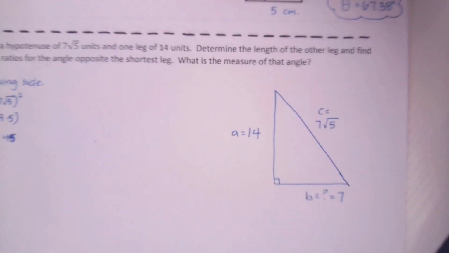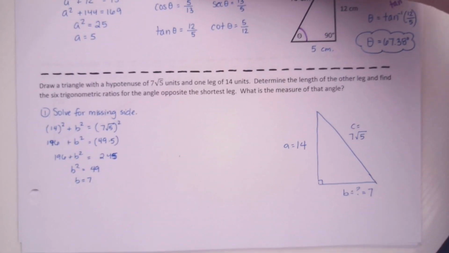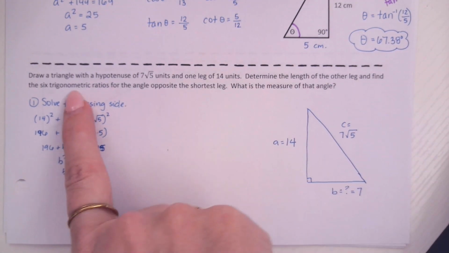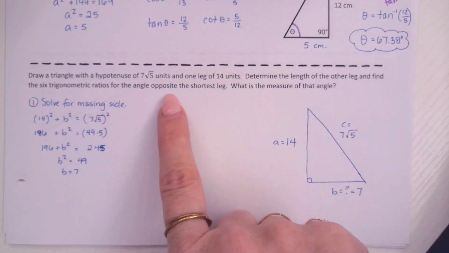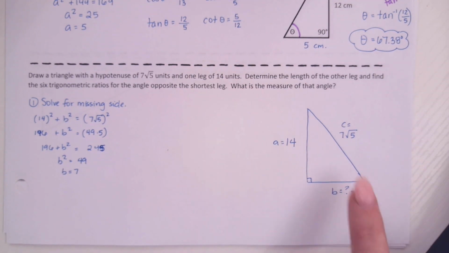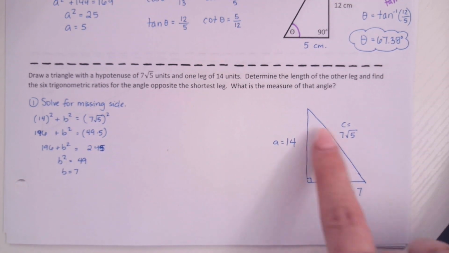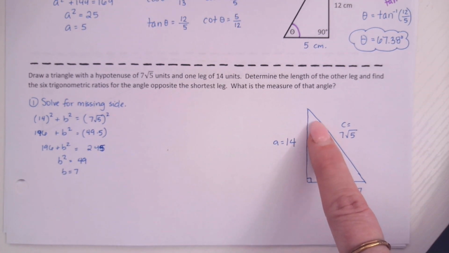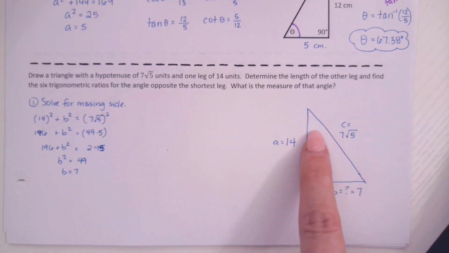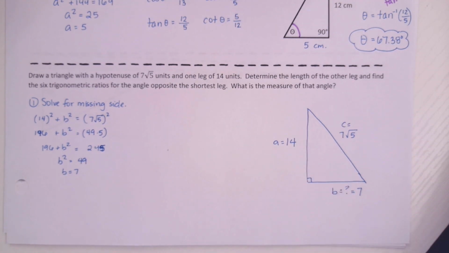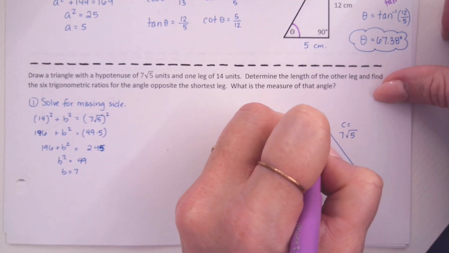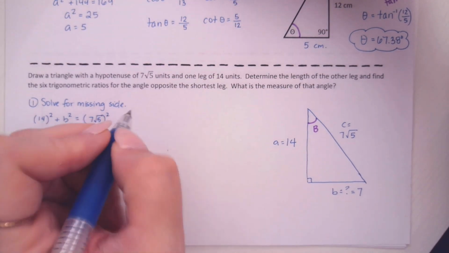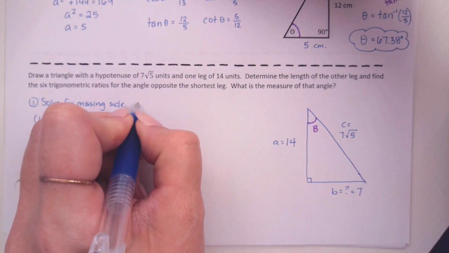And now let's read what it says. It says determine the length of the other leg. Did it. And now we want to find the 6 trig ratios for the angle that's opposite of the shortest leg. So we know our shortest leg now is this 7. So the angle opposite of it is what we're going to be using as our reference angle. I'm going to call it theta. Or actually, we could just call it B, since B was the side. Angle B. All right. So we're finding our 6 trig ratios using B as the angle.